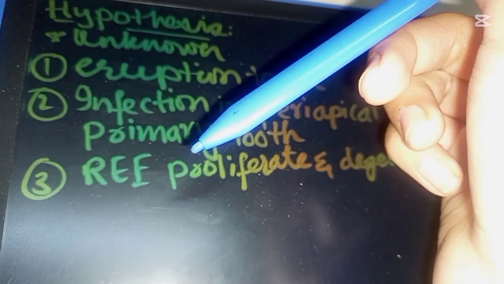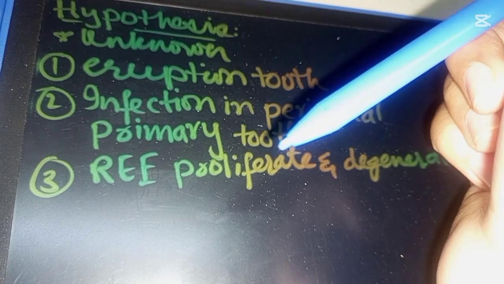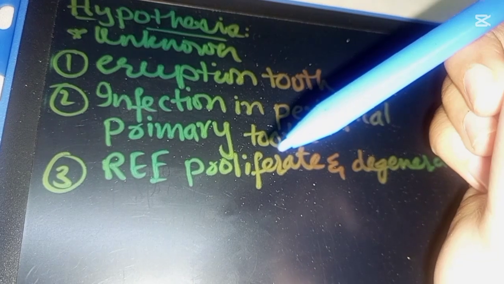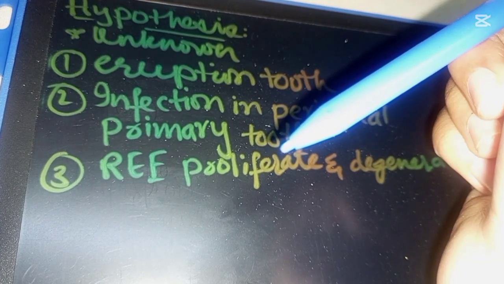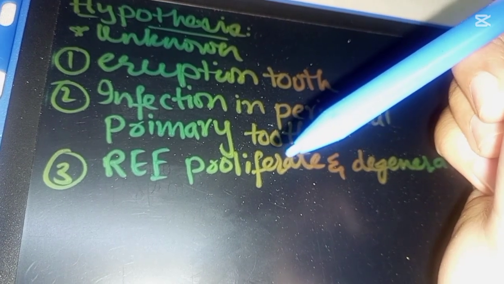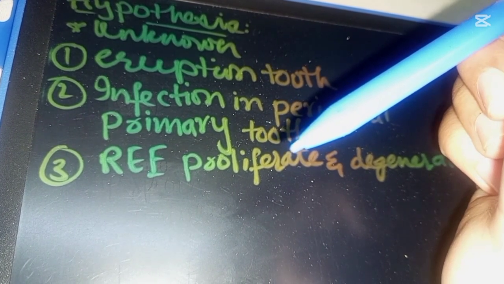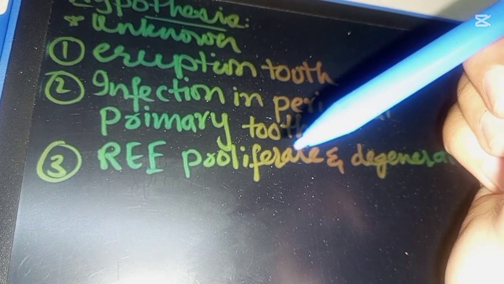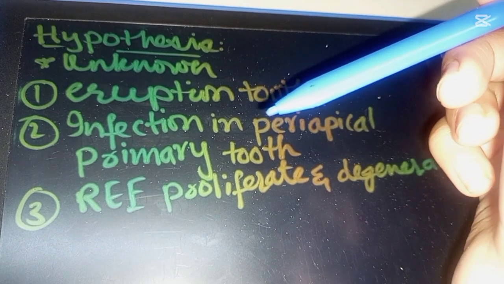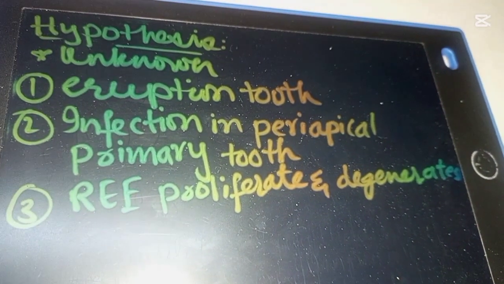Now the third, we have reduced enamel epithelium proliferation and degeneration. So normally what happens is that the reduced enamel epithelium proliferates and degenerates in the center area and gives way for the eruption. But the superficial layer of the reduced enamel epithelium proliferates and does not degenerate in certain areas and gives rise to islands of epithelium. Within the islands of epithelium, it degenerates and fluid accumulates, and the formation of a cyst occurs. So we have three hypotheses: eruption of the tooth, infection in the periapical region of the primary tooth, and reduced enamel epithelium proliferation and degeneration.